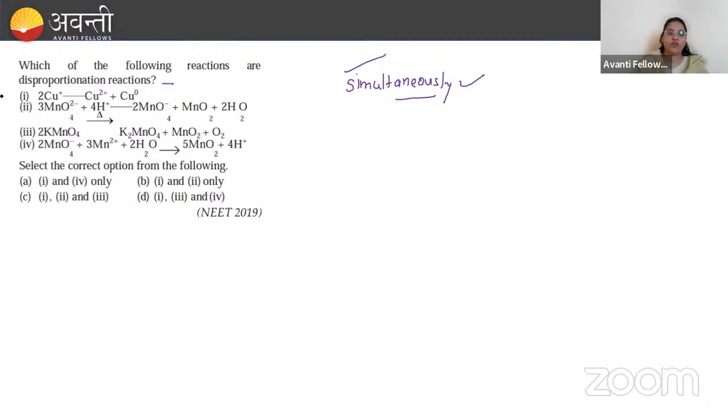What is the change? So in the first reaction, you can see that Cu+ is there, whose oxidation state is changing from +1 to +2 and then 0. So here, when the oxidation number increases, what happens? Oxidation or reduction? And when the oxidation number decreases, what happens? Oxidation or reduction? Yeah, this is very, very important. Do you know this?